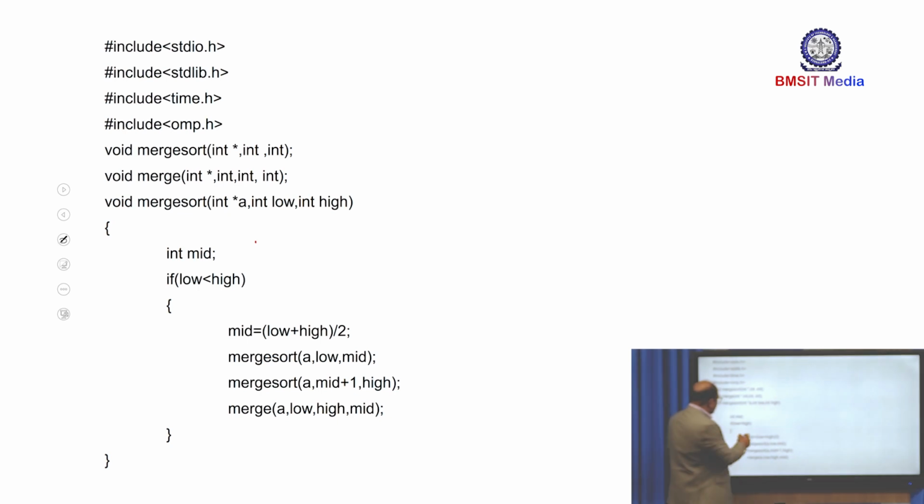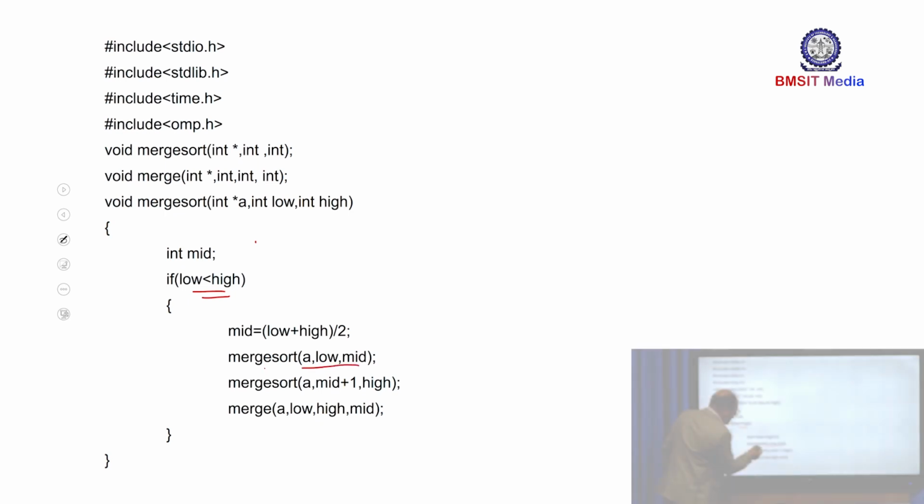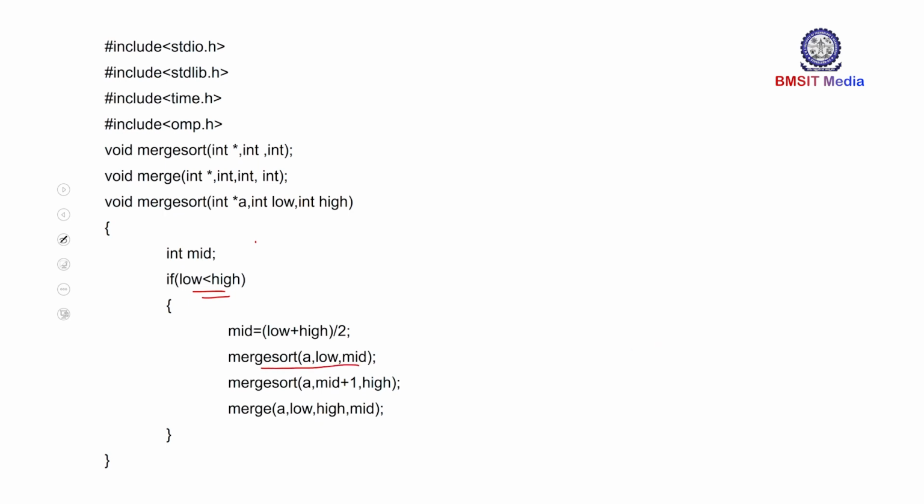Then in that case, low less than high means we are going to divide the elements, since there are more than 1. In that case, mid is equal to low plus high by 2. So this becomes the left part of the array, and this part, A comma mid plus 1, becomes the high part of the array.